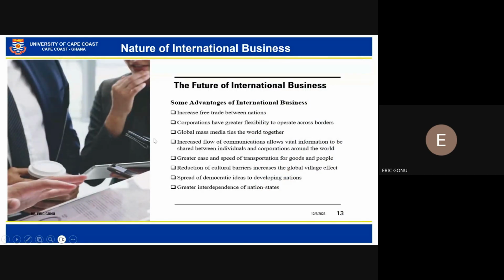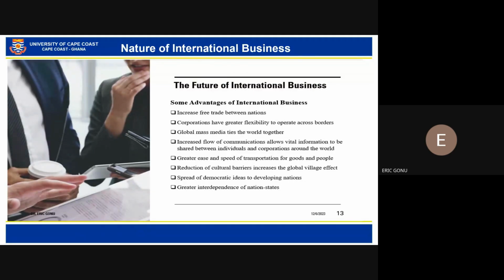Okay. What are some of the advantages of international business? So there are some advantages. One, it increases free trade between countries, which is key. So international business increases free trade because restrictions have been taken off.